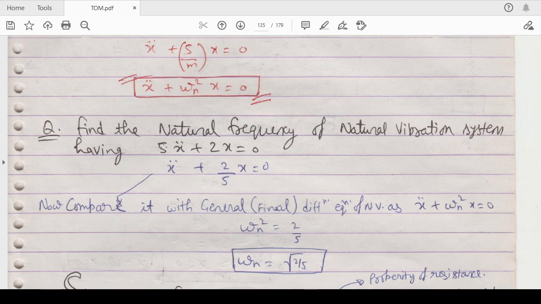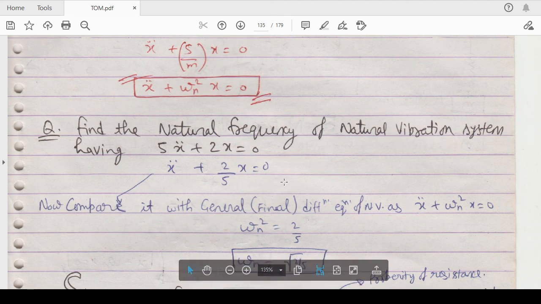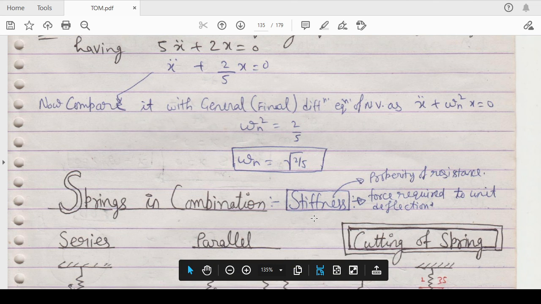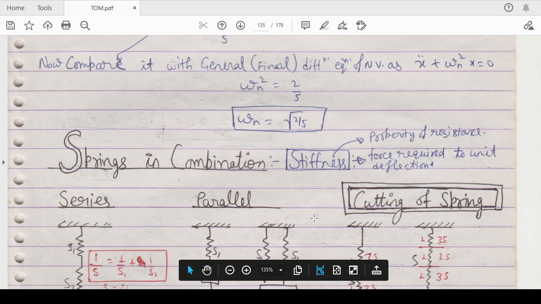Now if anyone asks you to find the natural frequency of a vibration system having such an equation, you can easily calculate it by comparing the equation with the standard form of the natural vibration equation, rewritten or modified like this. Then you will easily get the value of omega n by comparing these equations.